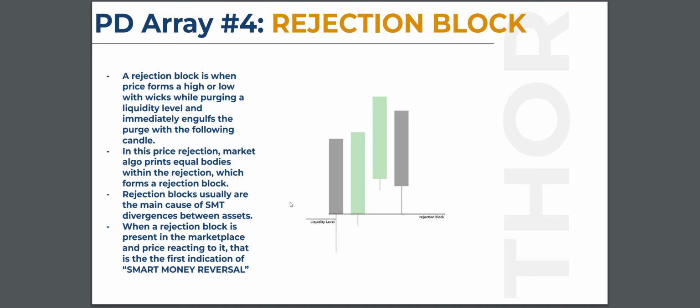And the same thing as breakers, when a rejection block is present in the marketplace and price is reacting to it, that is the first indication, the first sign of a smart money reversal. These are reversal, quote unquote, patterns, basically.